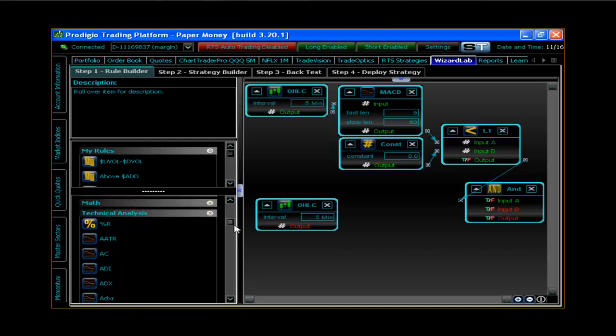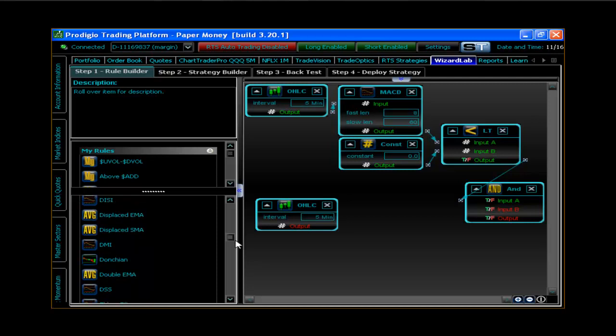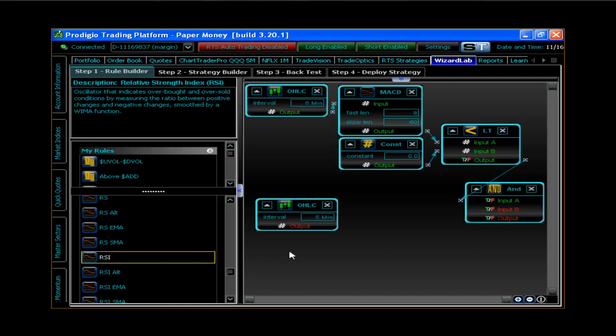So I'm going to scroll down, and I'm going to grab the RSI value here. And down here, again, these are sorted alphabetically, but I've got my RSI. And there's a couple different flavors, but we're just going to use the standard RSI. And my parameter was 8 periods, because I want it to be kind of tight.